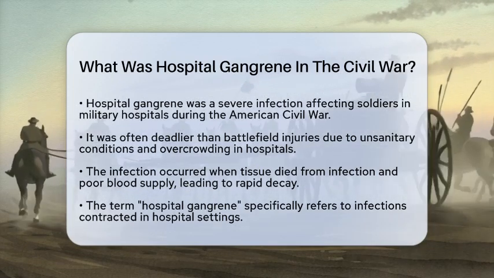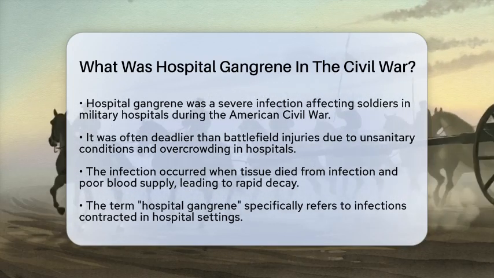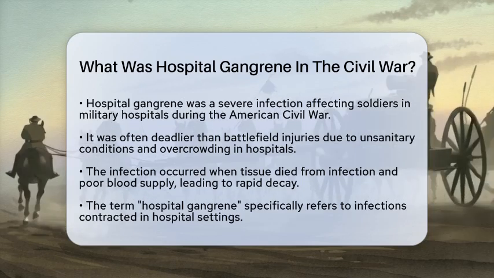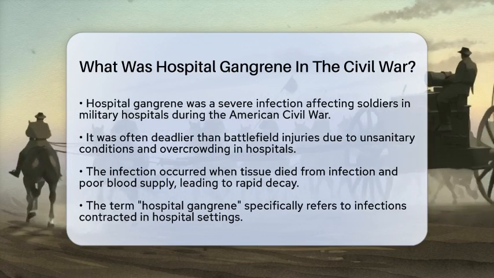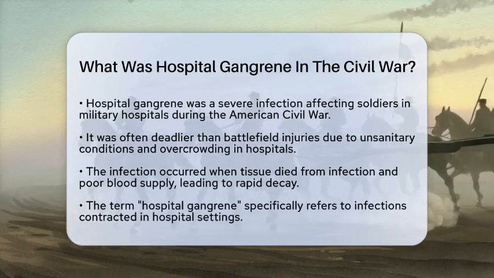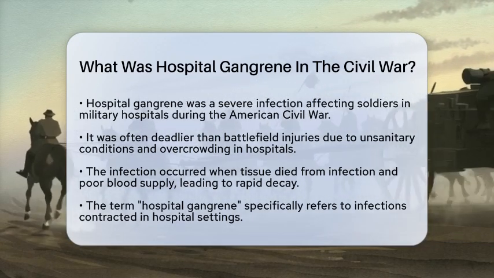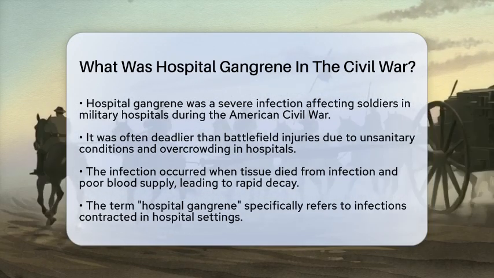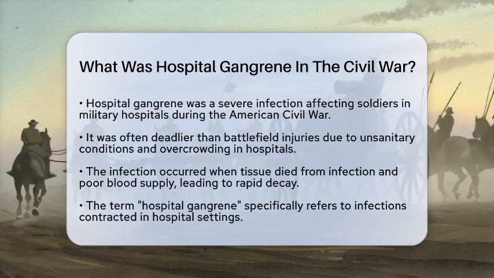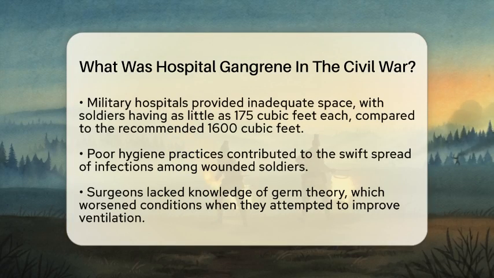Hospital gangrene was not just a battlefield injury. It was a consequence of the medical environment. This infection arose when tissue died due to infection and a lack of blood supply. As a result, the affected areas would decay rapidly, leading to a spreading infection that could be fatal. The term hospital gangrene specifically refers to cases contracted in hospital settings, distinguishing it from other types of gangrene that might occur elsewhere. Conditions in these military hospitals were dire.